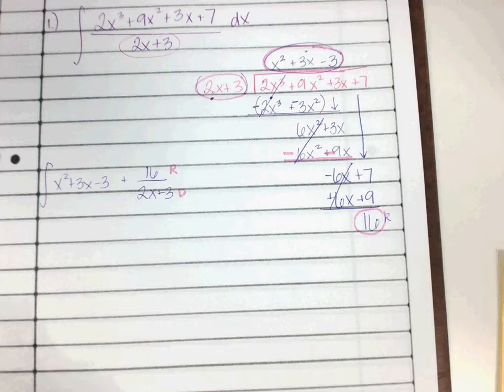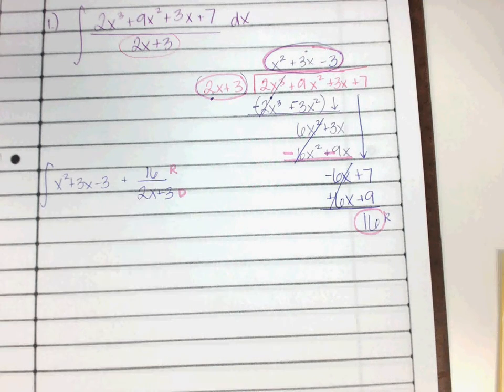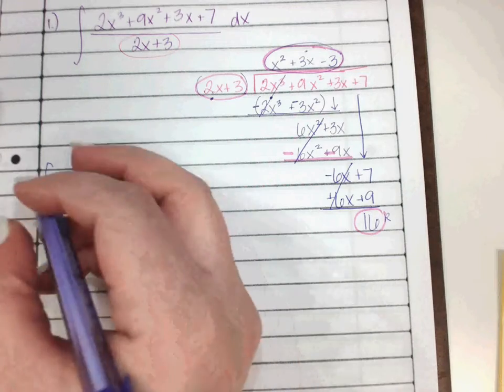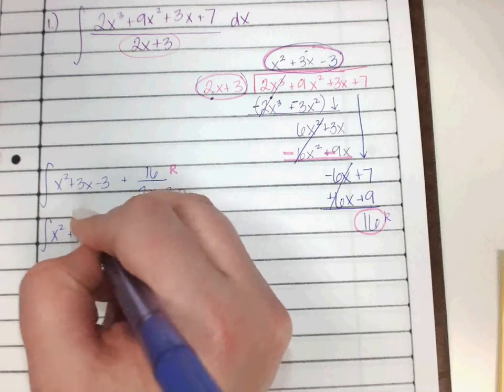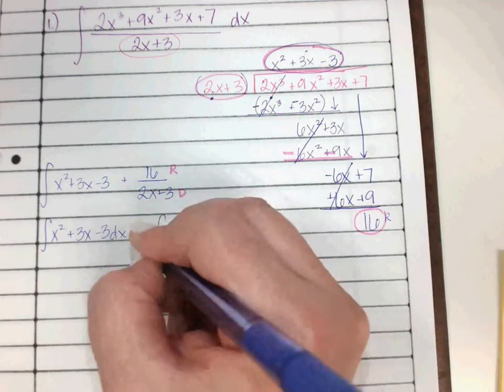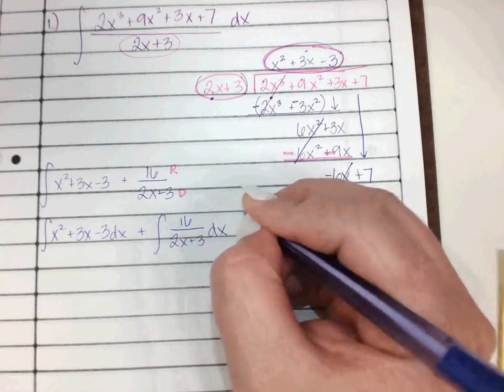Here's why. That doesn't need u sub, but that does. So I'm going to split that up into x squared plus 3x minus 3. That integral will be simple, but then my 16 over 2x plus 3 is going to need u sub.